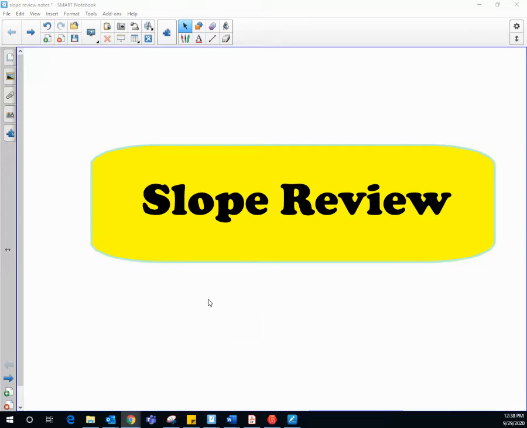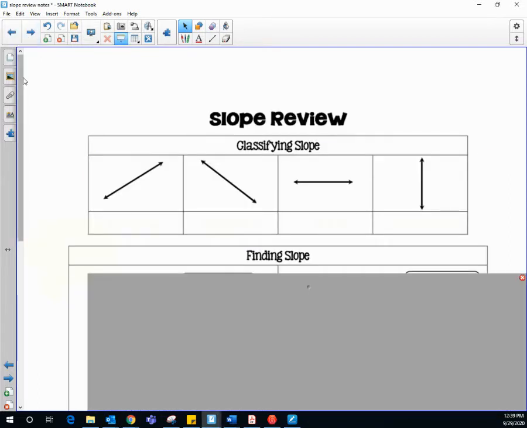All right, so now we're going to review slope. And so hopefully you have some memory of slope from previous grades. So, slope review. First thing, we've got 4 different ways to be able to classify slope.